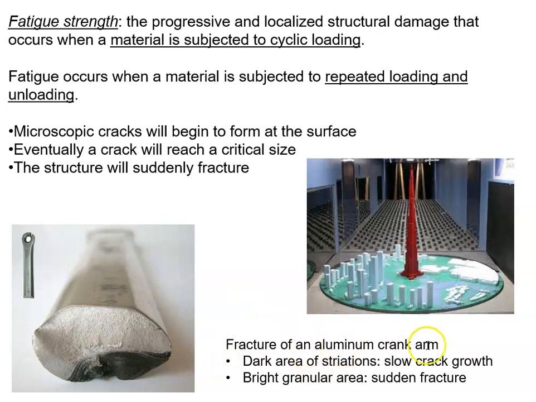So that's what this is, an aluminum crank arm. It's essentially a wrench. The dark areas are where the slow crack growth occurred, and the bright area is where it fractured suddenly. This goes back to our discussion of the stress strain curve, essentially. Right here, the damage was occurring permanently and slowly, but then right at this point, it just snapped. All right, and then here is a model in a wind tunnel.